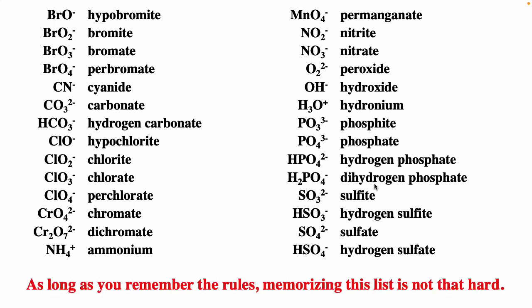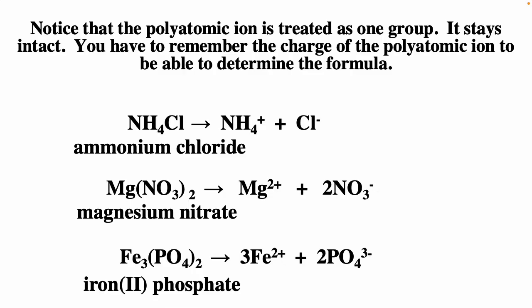And as long as you remember the rules, remembering the list is not that bad. And again, the polyatomic ions are important because they stay together as a group. So here we have ammonium chloride, and you have to be able to recognize, okay, this is the ammonium ion. And so when this dissolves, it's going to form the ammonium ion and the chloride ion.